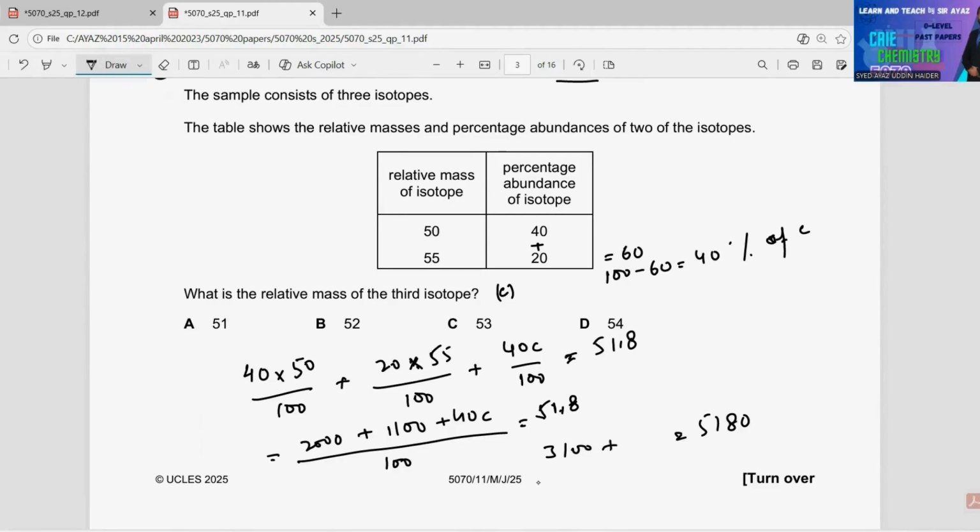We have 3100 plus 40C is equal to 5180, or C is equal to 5180 minus 3100 divided by 40. So 52 must be the right answer. B must be the right answer in this case.